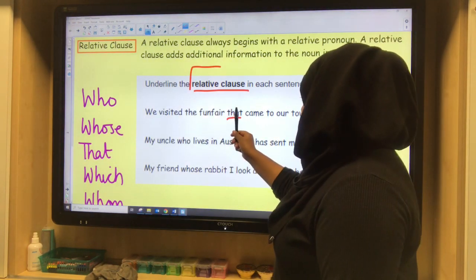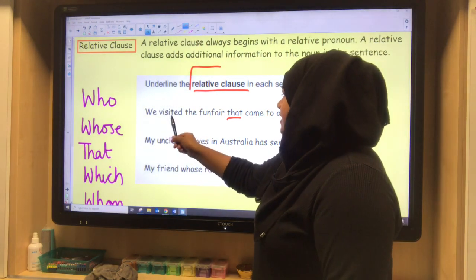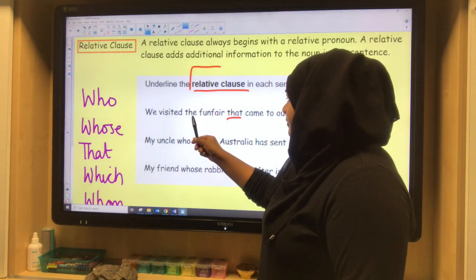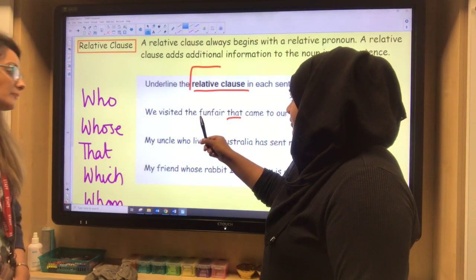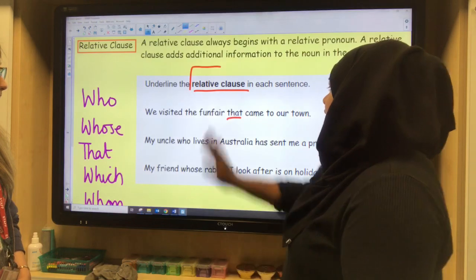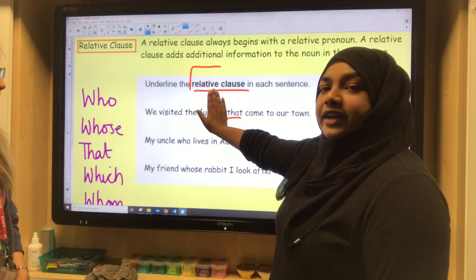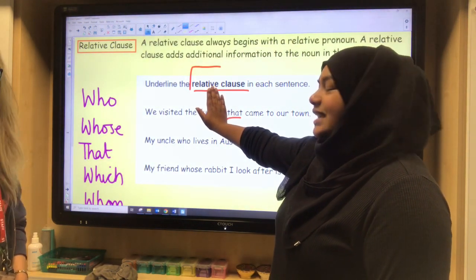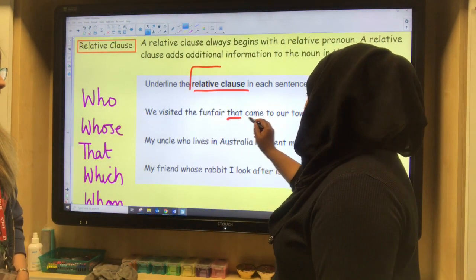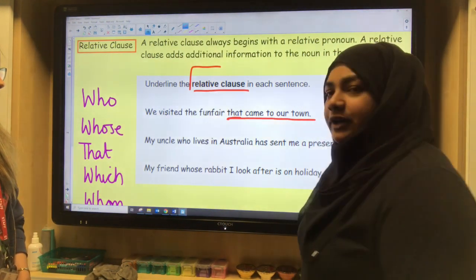So I know this is where the relative clause begins. We visited the fun fair. Is that a main clause, Mrs. Gale? Yes, because you could put a full stop at the end there, and it has a subject and verb. The verb would be visited, the subject would be we. And if we got rid of that came to our town, you know that is additional information. That's adding extra information to the main clause here. So our relative clause for this sentence is, that came to our town.